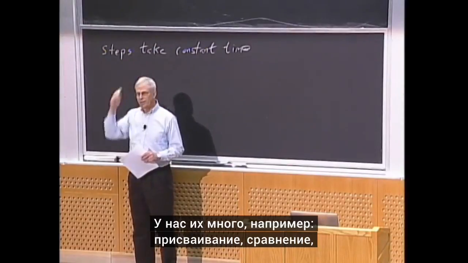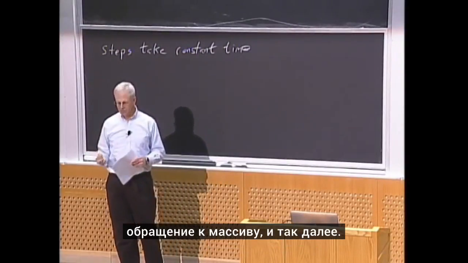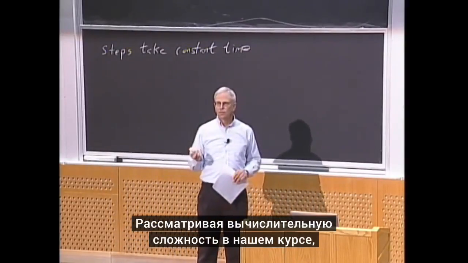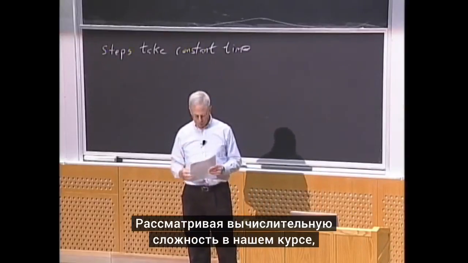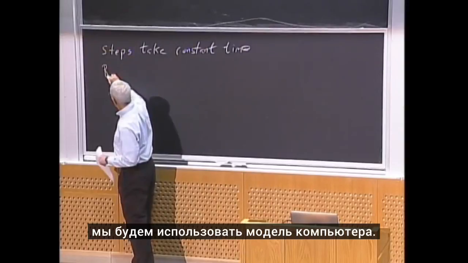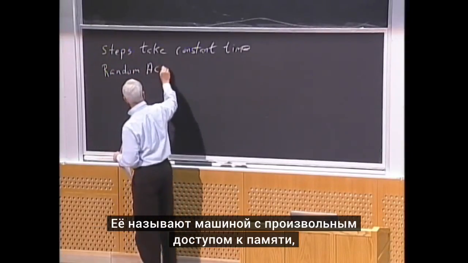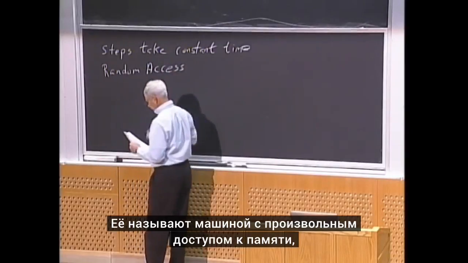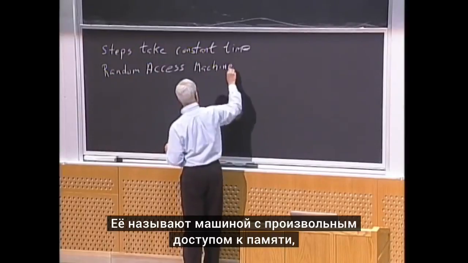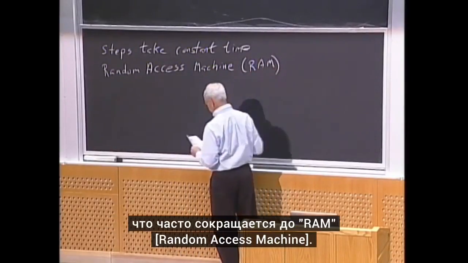So we have lots of these. For example, an assignment, a comparison, an array access, etc. In looking at computational complexity in this course, we're going to use a model of the computer that's known as random access. A random access machine. It's frequently abbreviated as RAM.